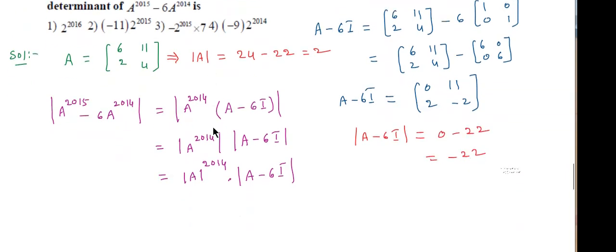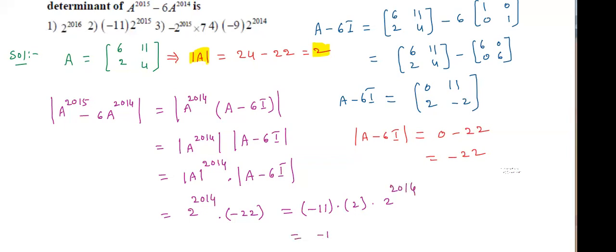Minus 22. Here, det A value is how much? 2. Substitute here: 2 power 2014 into det of A minus 6I value, minus 22. So observe the options. 22 is not there in the options. That is, I am writing minus 11 into 2 into 2 power 2014.